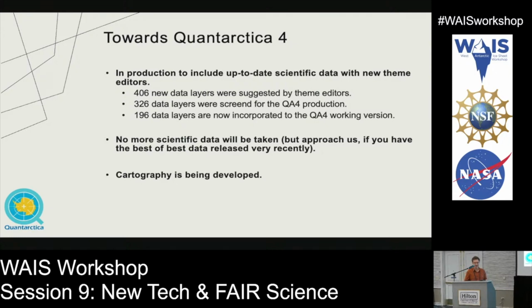But if there's best of the best data that was already released, and importantly, it has to have a DOI. So if you want something to be included, it really needs to have a DOI, and that's going to be true in the future too. So if you want something included in the next version, make sure that it has a DOI before version 5 starts coming out. And the cartography is being worked on and developed.